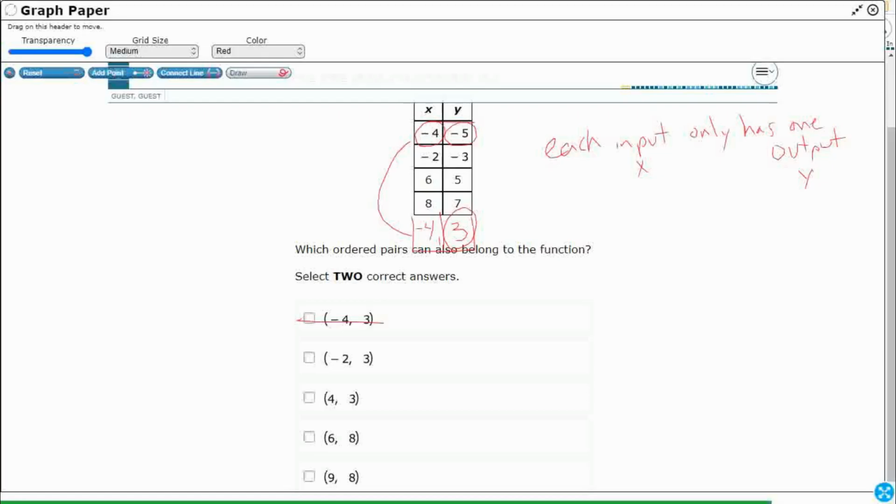So you're looking for the 2 pairs that do not repeat. Look at this next one. I'm going to extend it down here. -2, 3. Once again, I see a -2 right there and a -2 right there. So I can't have -2, 3.